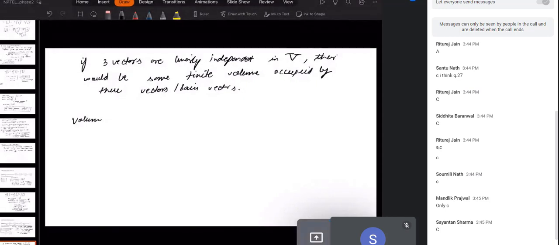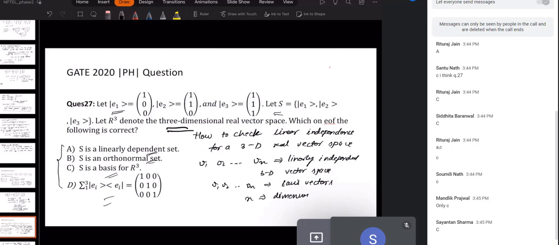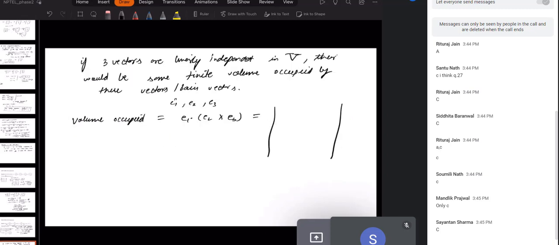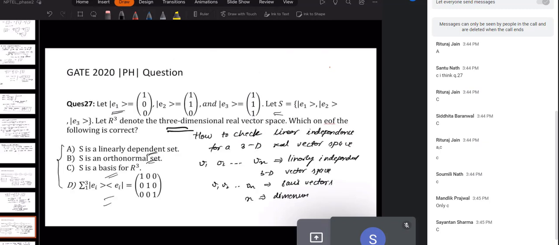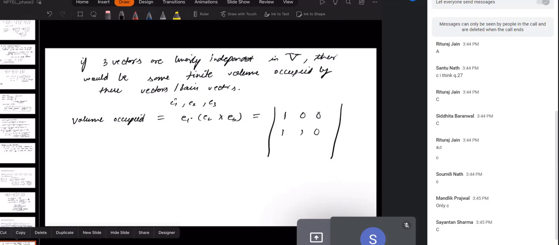And we know that the volume occupied is given by the scalar triple product. So here we have three vectors E1, E2, E3. Their scalar triple product is E1 dot E2 cross E3, and this is given by the determinant. So we can just write 1, 0, 0; 1, 1, 0; and 1, 1, 1. Just find the determinant. The determinant will be 1 minus 0 plus 0 plus 0. I think everyone must know how to calculate the determinant. So the determinant is 1, and it is not equal to 0.